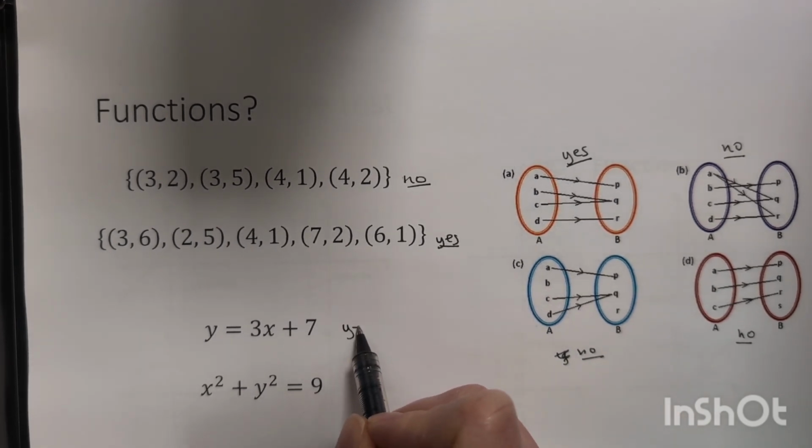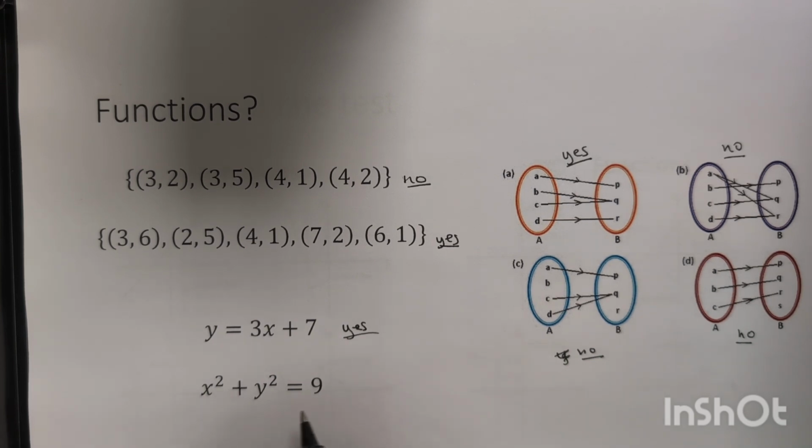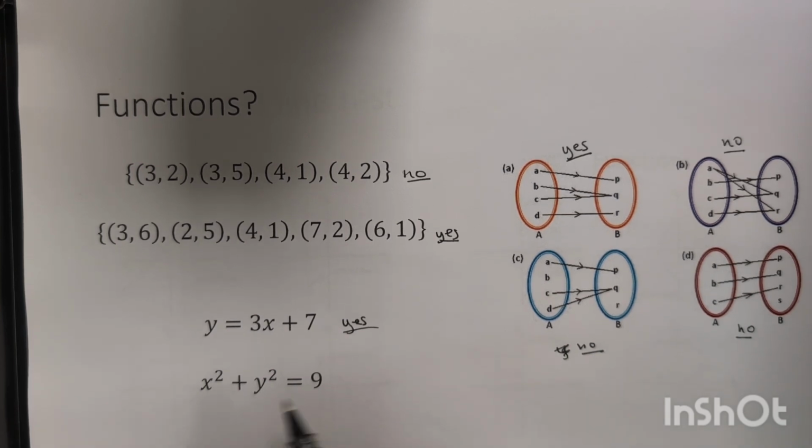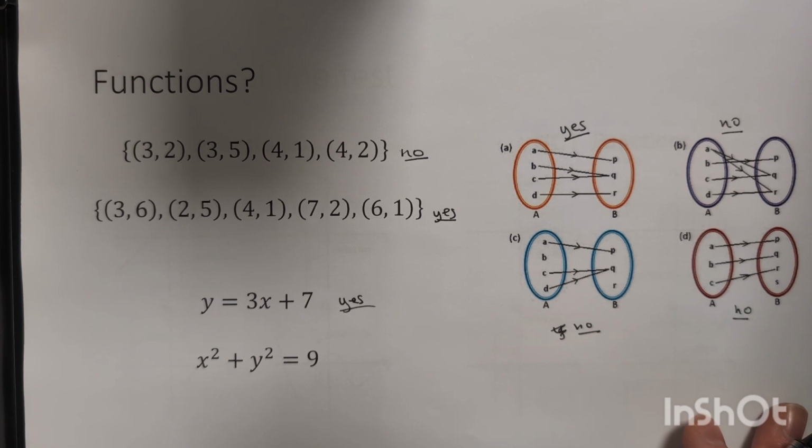This is a function. It's one you're very used to seeing, a nice little line. We'll take a look at these more. And this is not. It's actually a circle. So once you see the vertical line test in a second, you'll see why visually that is not a function.